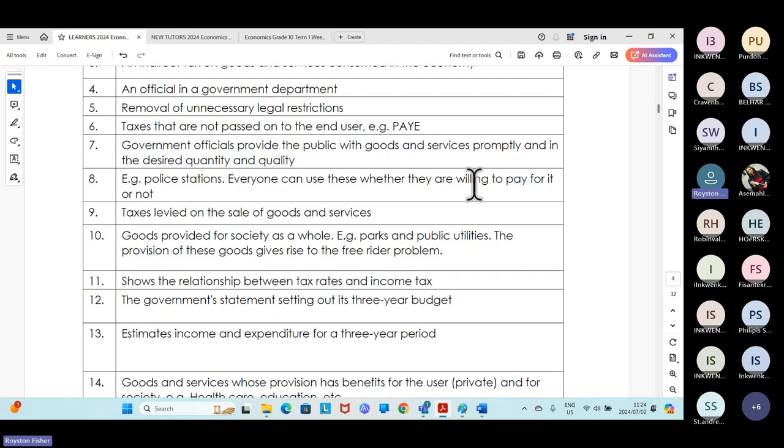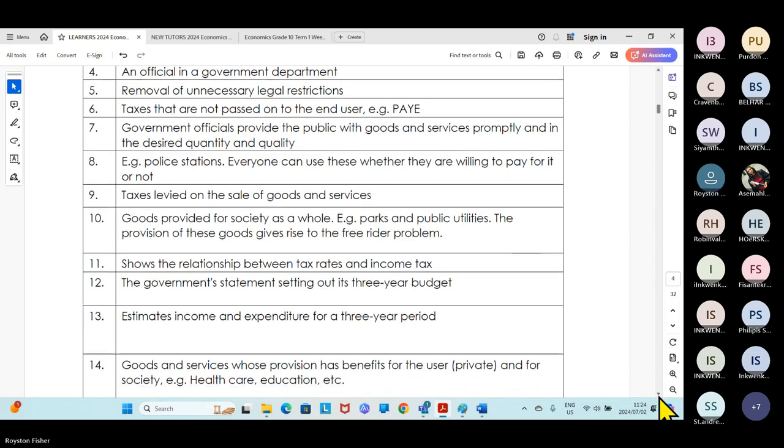Number 9, tax levied on the sale of goods and services. So this ties into something that we have done earlier on here. I think that was question number 3. It ties into that, and that would be indirect taxes. Right. Oh, the competition is tough in the chat. I like it.